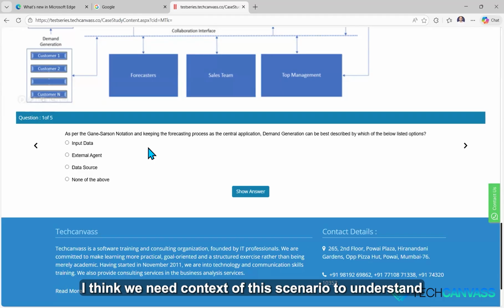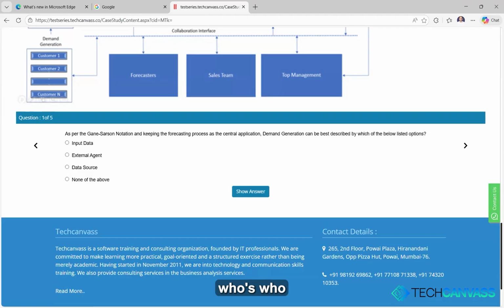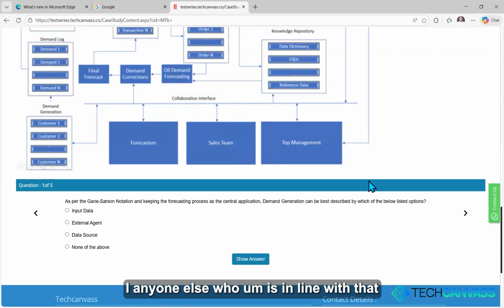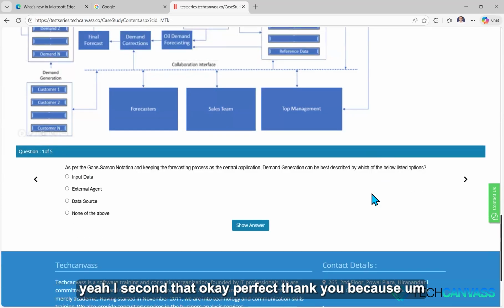I think we need context of this scenario to understand who's who. Anyone else in line with that? Yeah, I second that. Okay, perfect. Thank you, Vikas.